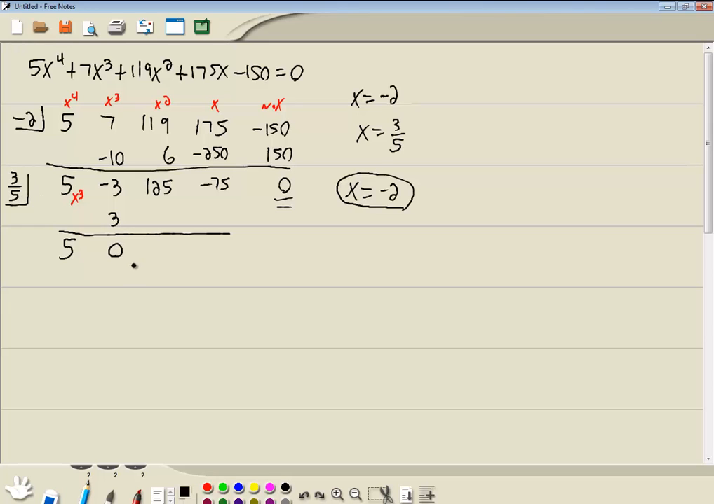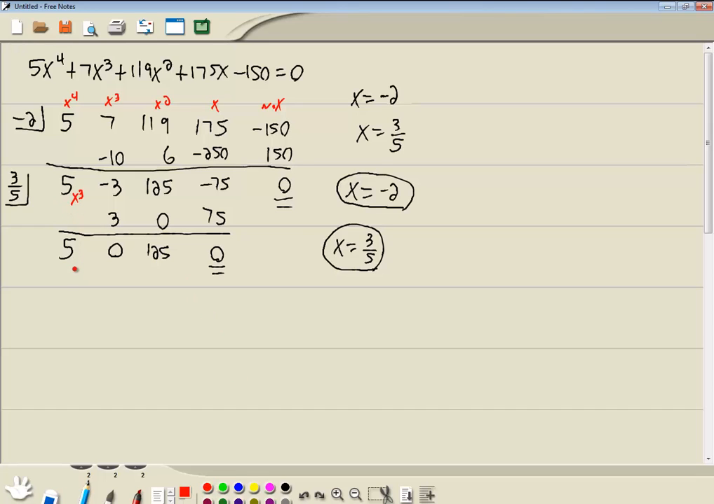Multiply. 3/5 times 0 is 0. Add. 125 plus 0 is 125. Multiply. 3/5 times 125 is 75. Add. Negative 75 plus 75 gives us 0. That means we found a second answer. No big surprise. Calculator told us those are our answers, so you better get a zero remainder.